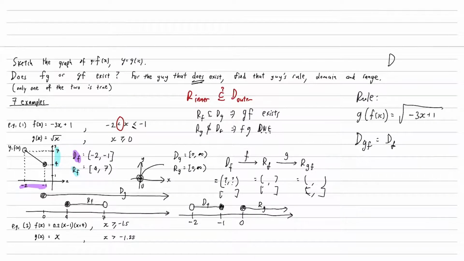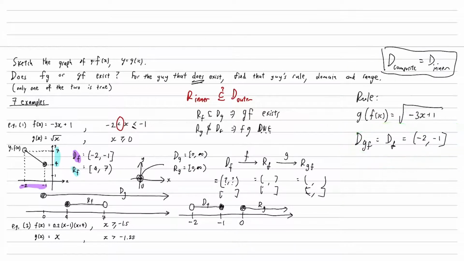Good. So the domain of the composite equals the domain of the inner function in general. So Df we already calculated, so just copy down (-2, -1]. Domain done already. How about range? How do you find the range of GF?